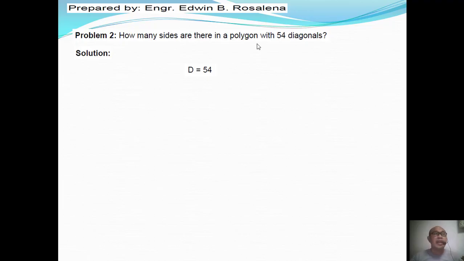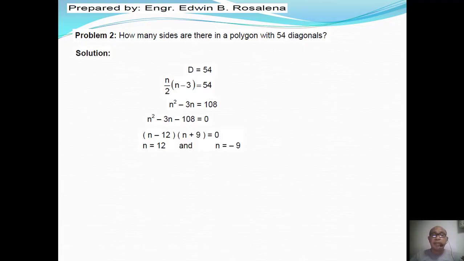Formula of the diagonal in terms of the number of sides: n over 2 times n minus 3. The number of diagonals equals 54, then we can solve for our n. By quadratic, we come up with 12 and negative 9. Of course, the applicable value there is 12.